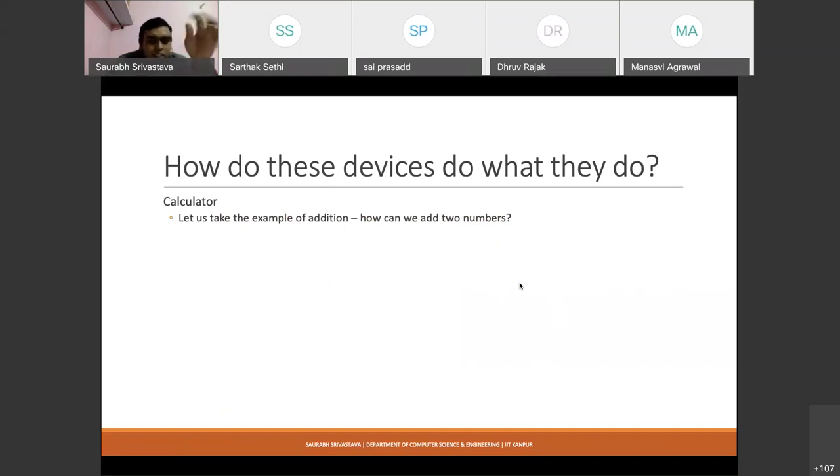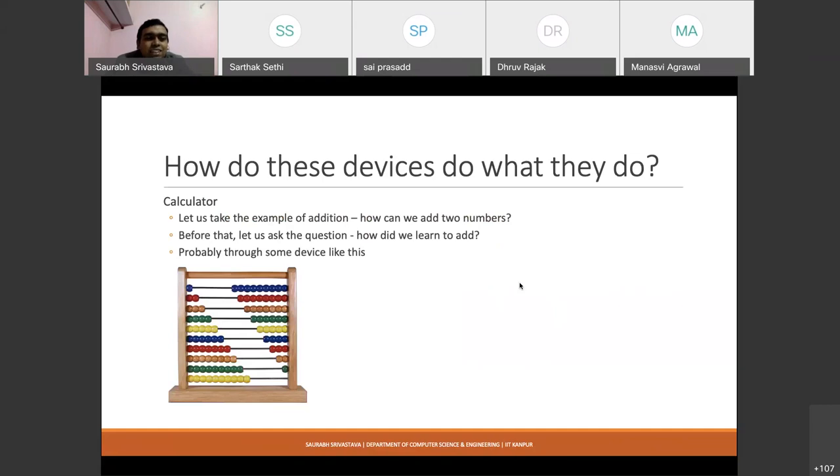I just want to build addition. I want to somehow achieve addition of two numbers. How do I do that? To ask this question, let us just go back in time. Let's go back to our kindergarten and nursery days. We probably all saw this device, right? What is it called? Anyone?